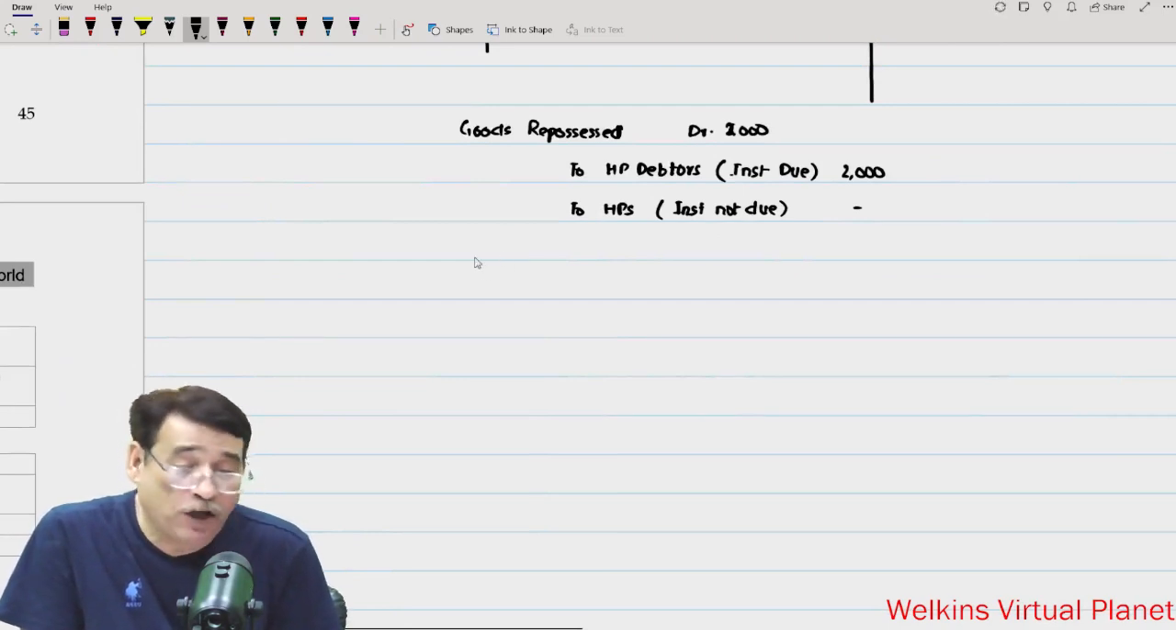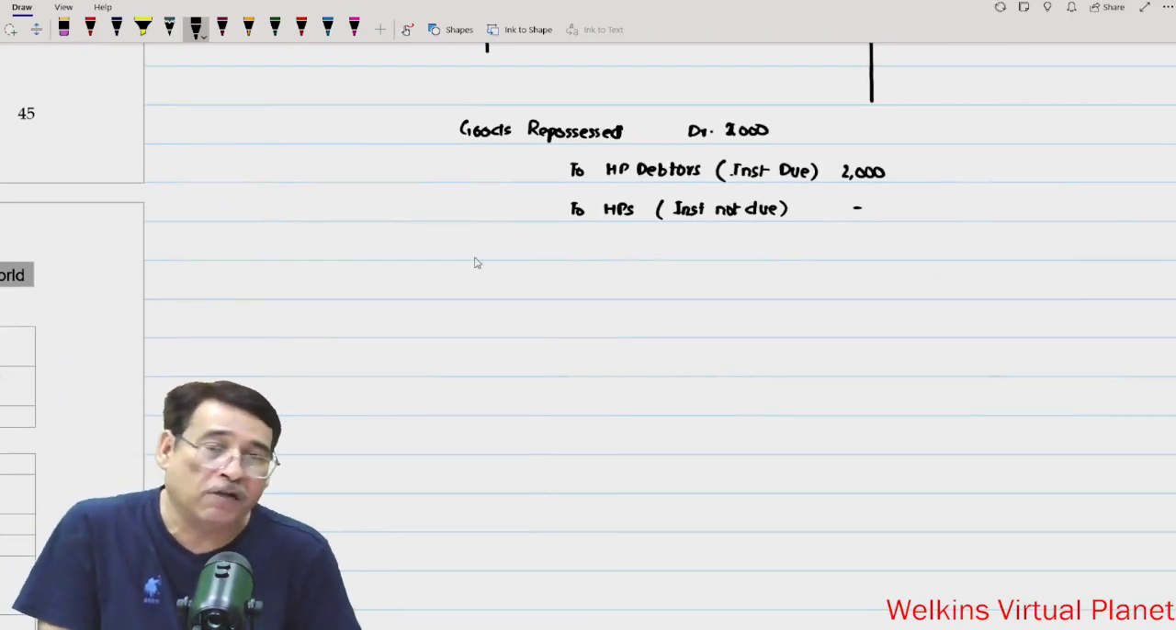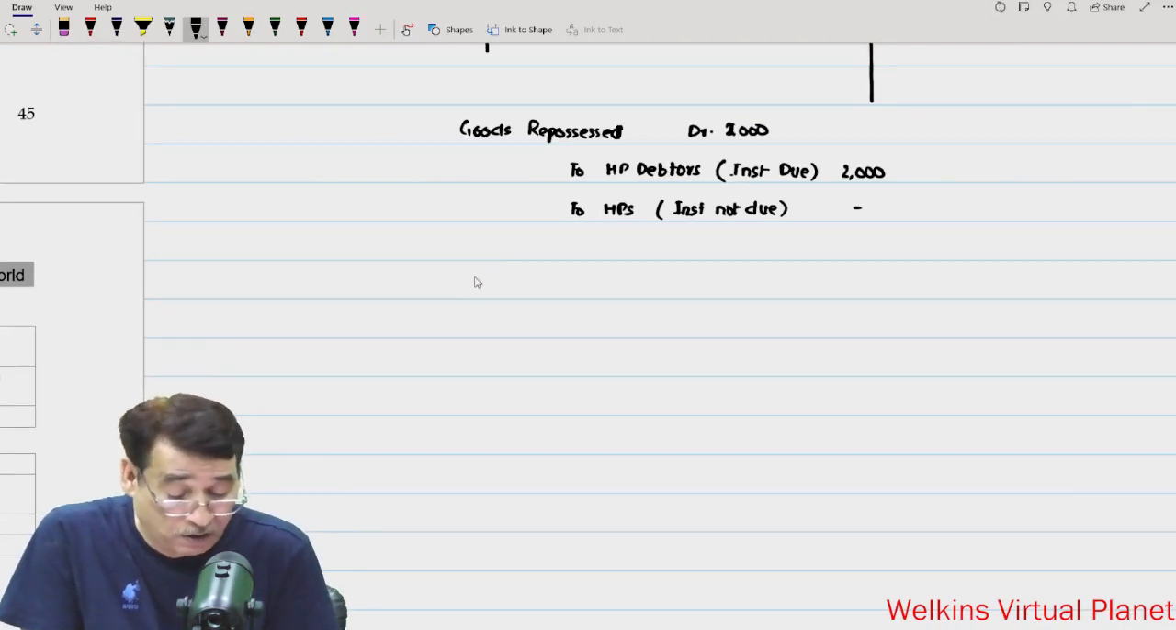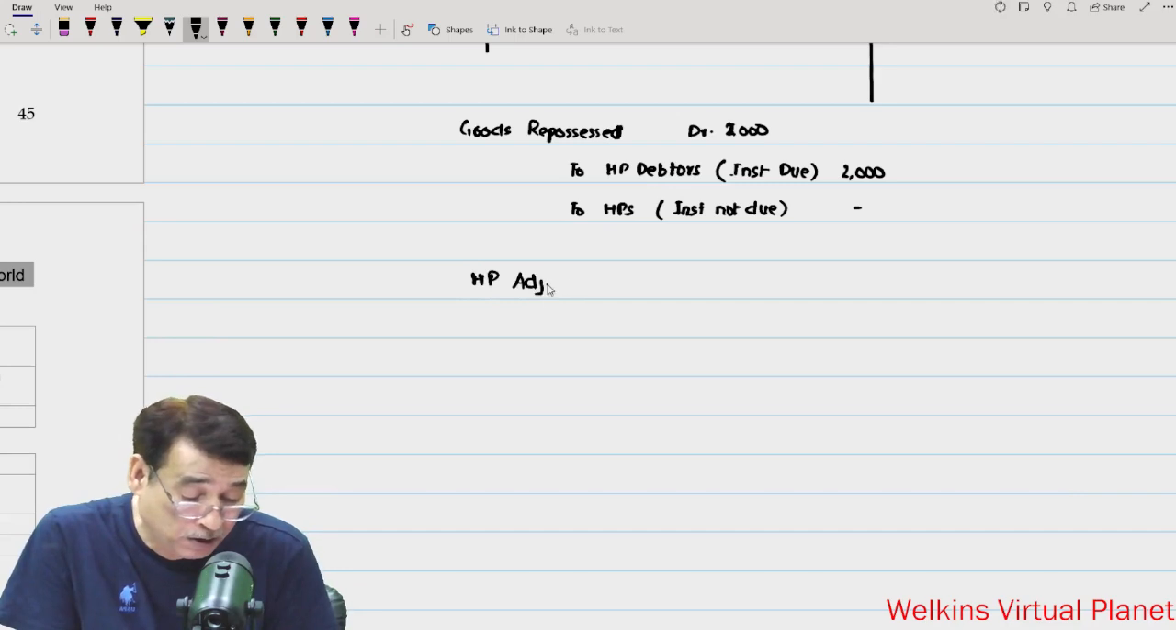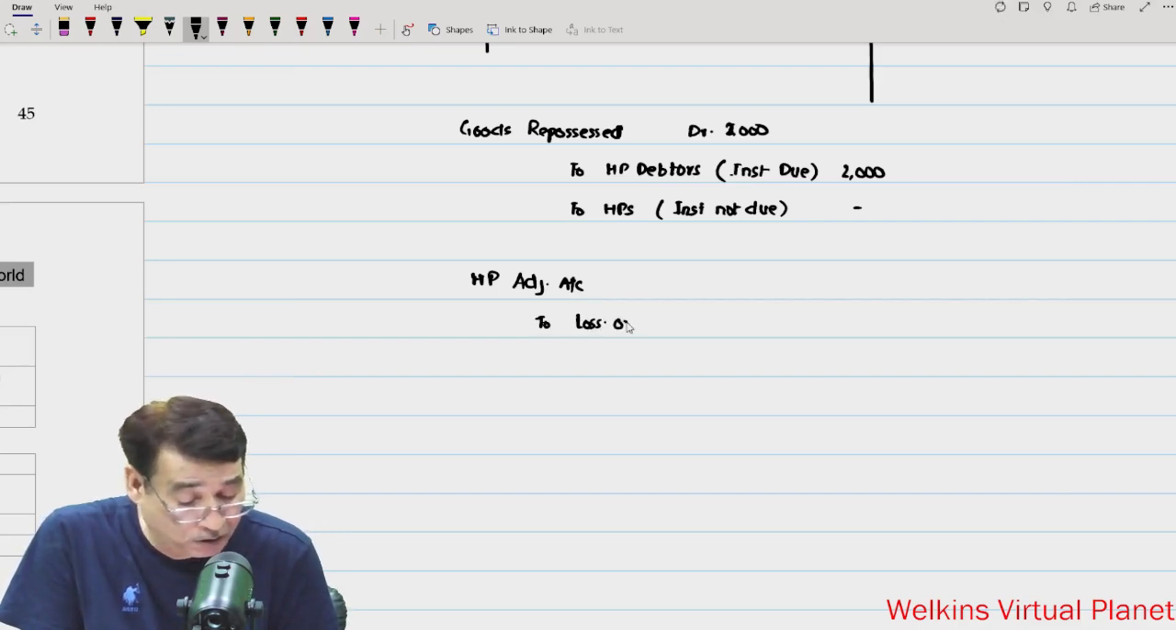Now, at what value these goods were estimated? 500. So there is a loss. That loss will be transferred to the debit of hire purchase adjustment account. Your next entry will be hire purchase adjustment account debit to loss on repossession.